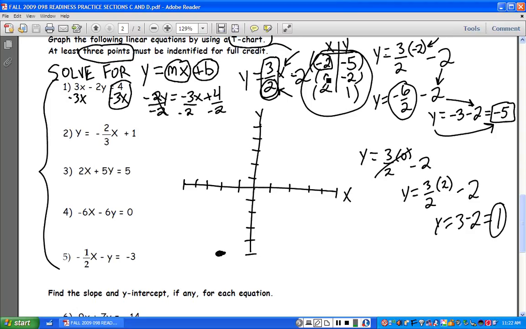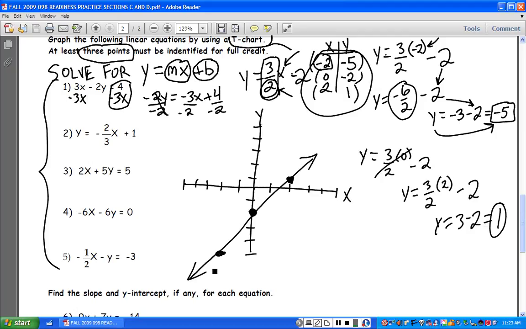So now I have 0, negative 2. From my origin, x is 0, so I don't go right, I don't go left. I stay here in the middle. Now y is negative 2, so I come down to 2. There's my point there. And then I have 2, 1. So from the origin, I go right 2, I go up 1 and make that point. And basically I'm looking at a line that looks like this.